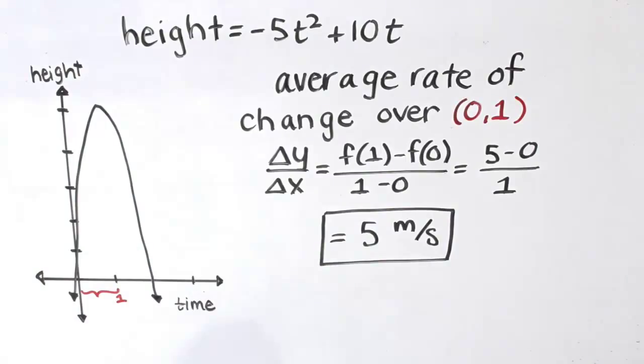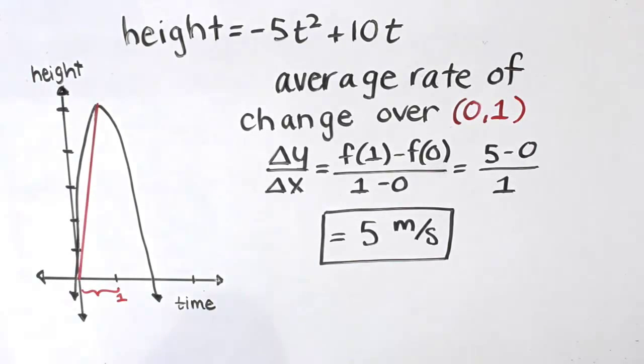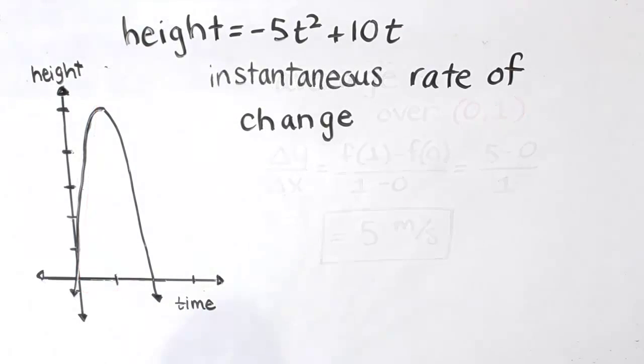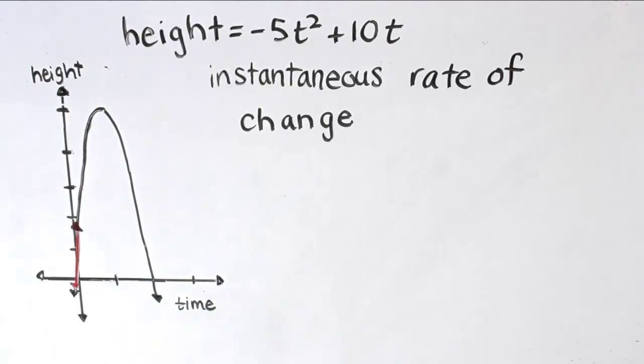Instantaneous rate of change is a little different though. Because the rocket is accelerating due to gravity, its velocity is different at every instant. Average rate of change can be thought of as the slope of a secant line, while instantaneous rate of change is the slope of the tangent.